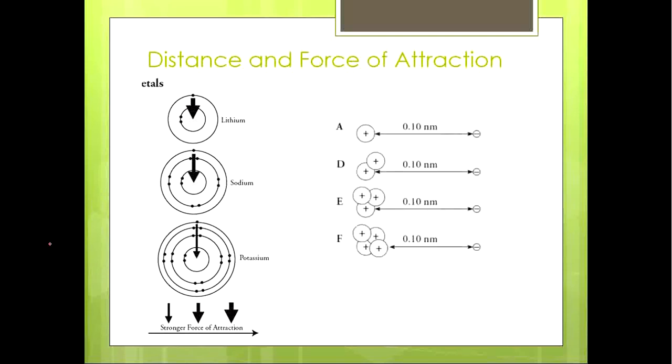And then there's the force of attraction. We know that the electrons are attracted to the protons in the nucleus. So if you have more protons in the nucleus, you're getting a stronger positive charge. If you're going from 1 proton to 2 protons to 4 protons, the attraction between the nucleus and the valence electrons is going to be stronger than the attraction between 1 proton and 1 valence electron.